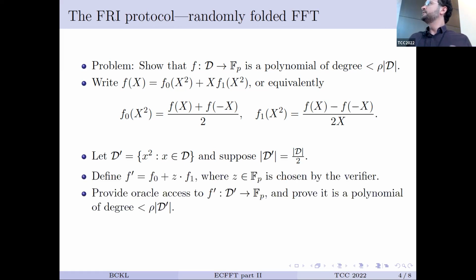Now we compute some random linear combination of the even and the odd part, where the randomness comes from the verifier. And we provide oracle access to this function f prime on the domain D prime. And now what we want to show is that this is a polynomial of degree less than rho times the size of D prime. Because if f was degree 100, then the even and odd parts are going to be of degree 50 each. And then the linear combination is going also to be of degree 50. And it is actually true that if we can convince that a random linear combination is degree 50, then f0 and f1 must be degree 50 and f must be degree 100.